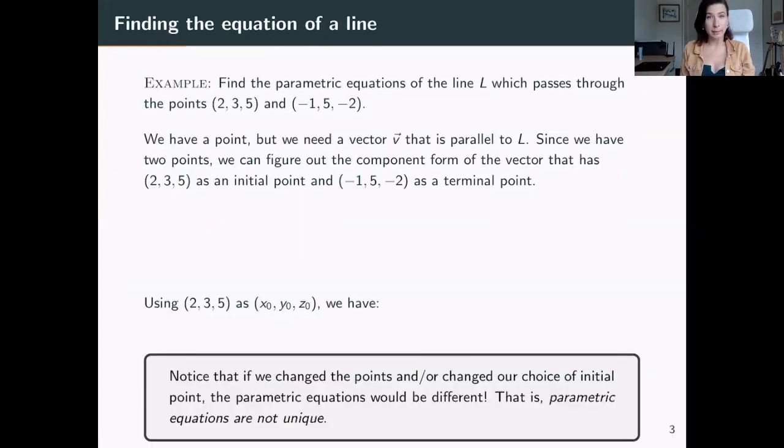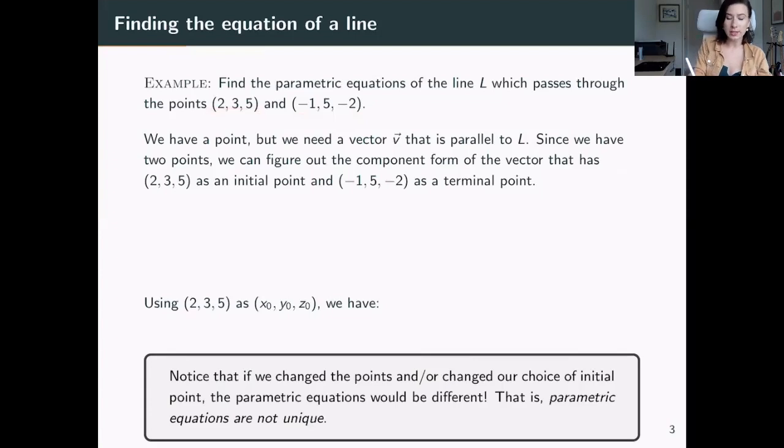For our first example, we want to find the parametric equations of the line passing through the 2 points given by 2, 3, 5 and -1, 5, -2. In order to do this, we need a point and we need a vector in the same direction as the line. We have two options for points, and now we need to find the direction of our line. We can do this by finding the position vector that corresponds to the vector that goes between these 2 points.